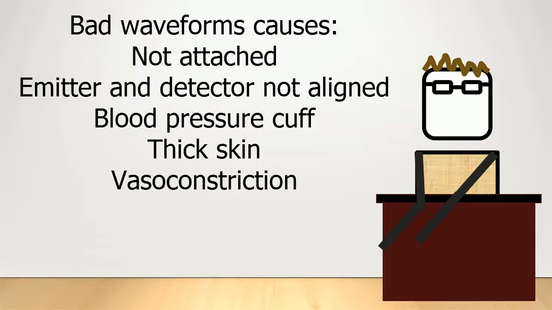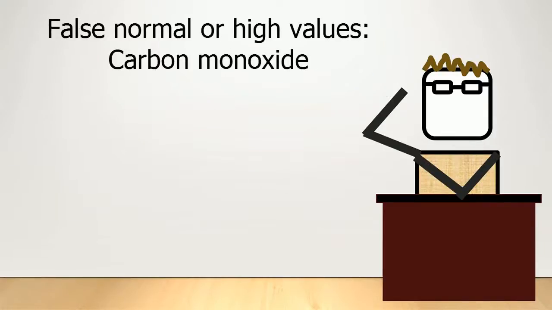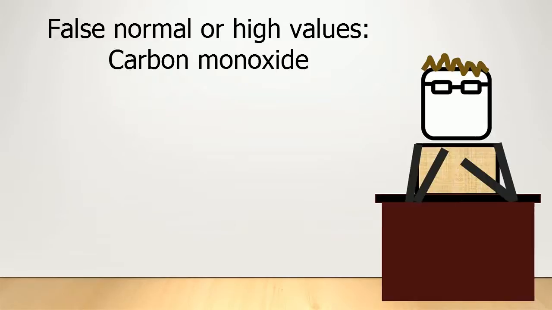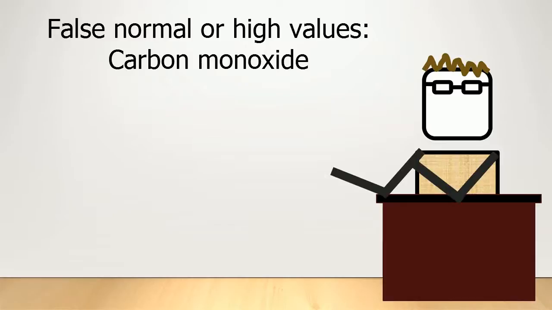In this case, what you're better off doing is moving the probe to a better location, such as another finger or the earlobe or forehead if you have those types of probes available. Unusually, you can get a falsely normal or artificially elevated oxygen saturation reading. The most common circumstance you're going to encounter this is in carbon monoxide poisoning.